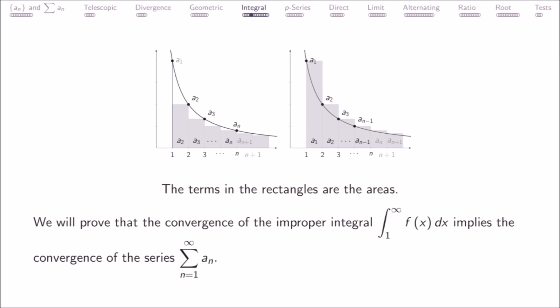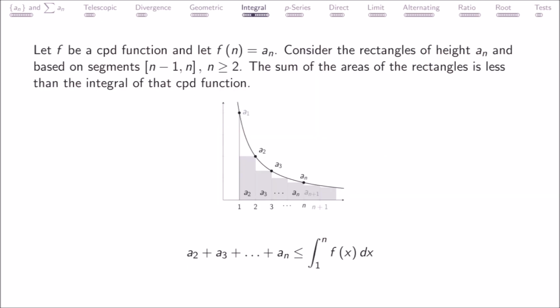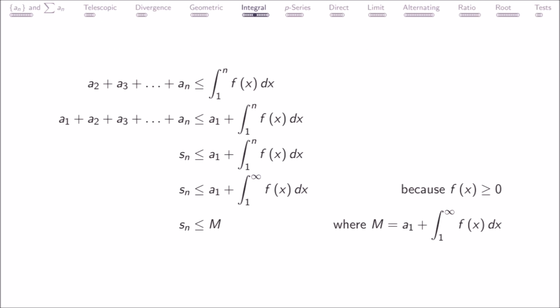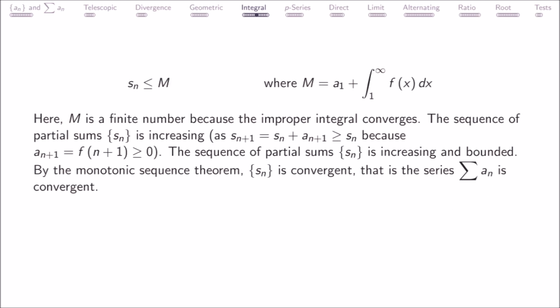The terms in the rectangles are the areas. We will prove that the convergence of the improper integral implies the convergence of the series. Let f be a CPD function and let f of n equal a_n. Consider the rectangles of height a_n and based on segments here. The sum of the areas of the rectangles is less than the integral of that CPD function. Then we have the following. Here, M is a finite number because the improper integral converges.